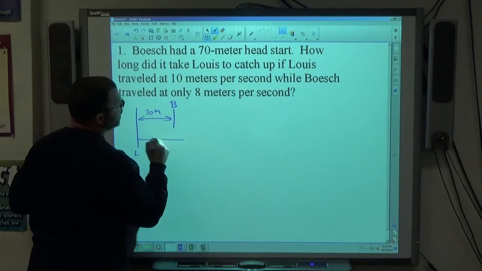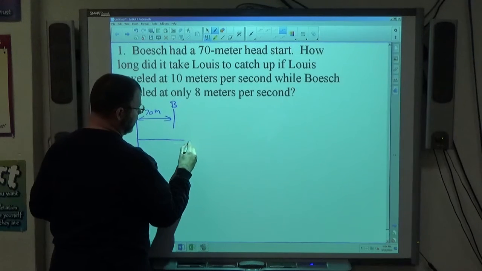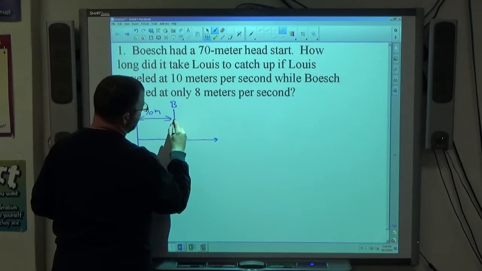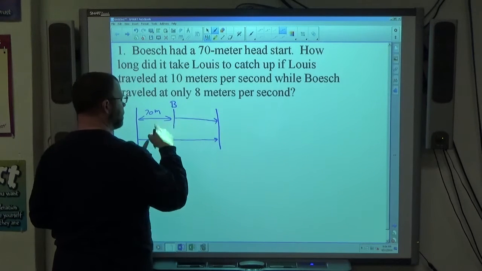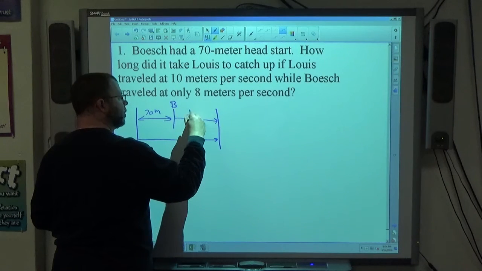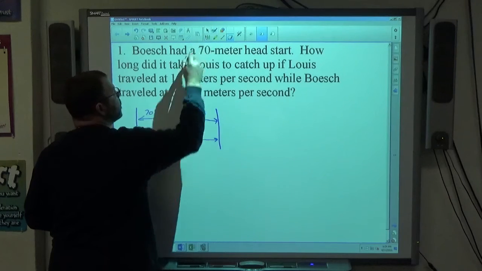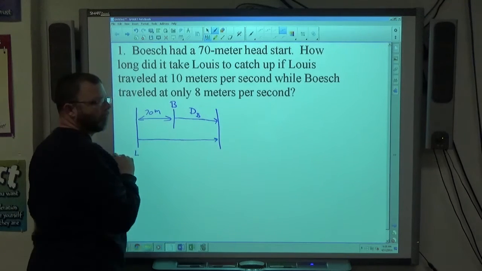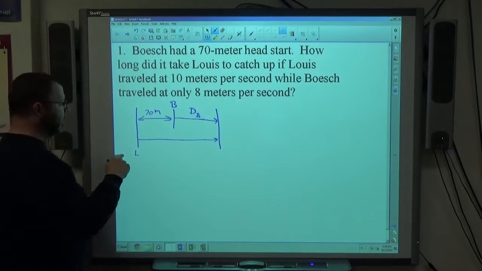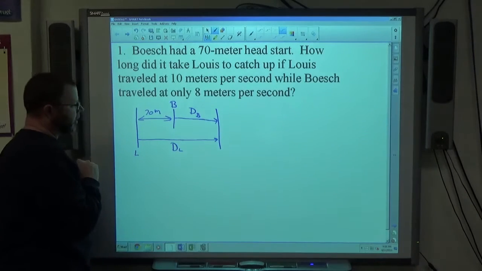catch up. Now it does say how long did it take Lewis to catch up. So that implies that Lewis ran some distance, enough to overtake Bosch and eventually catch up to him, like so. So from the starting point of Bosch, he started here. He went some unknown distance, but he did cover some distance. So he went d sub b to represent his distance. And Lewis, starting from here to there, also went some unknown distance, and he covered a certain amount of distance.